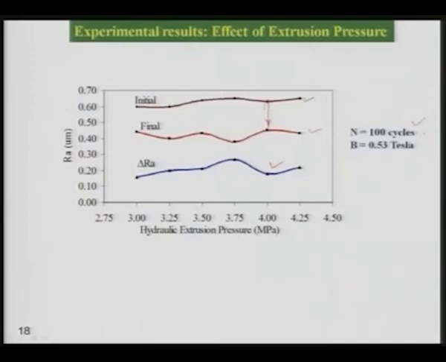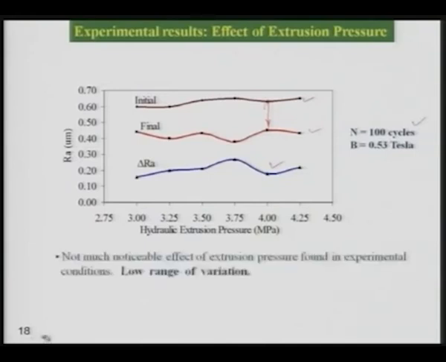These experiments have been done for 100 cycles at 0.53 Tesla magnetic field. Not much noticeable effect of extrusion pressure is found in the experimental conditions. The second point you have to note is that the variation in the hydraulic extrusion pressure is definitely in a low range, that is 1.25 megapascal only. But whatever range was taken during experimentation, not much effect on Ra value is obtained.